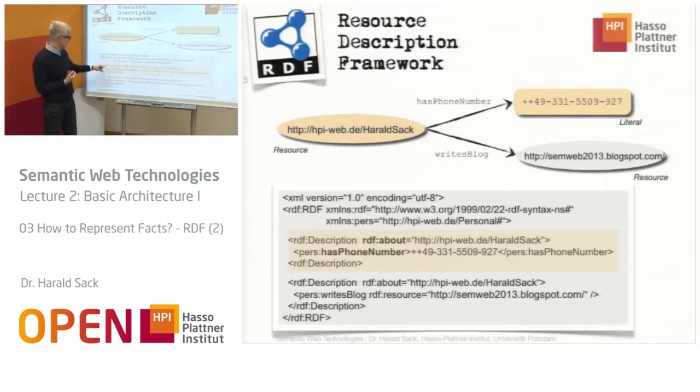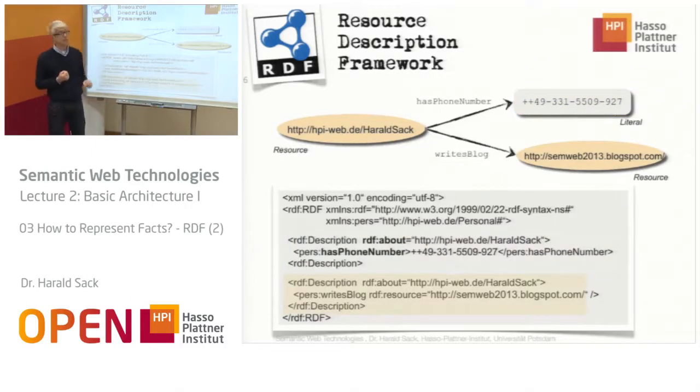Then, inside that subject, there is the property. And the property here is has phone number. And this stems from our personal example namespace. And then, inside the markup text for that property, there is the literal given simply as a string. So it's pretty simple. This is subject, property, object.